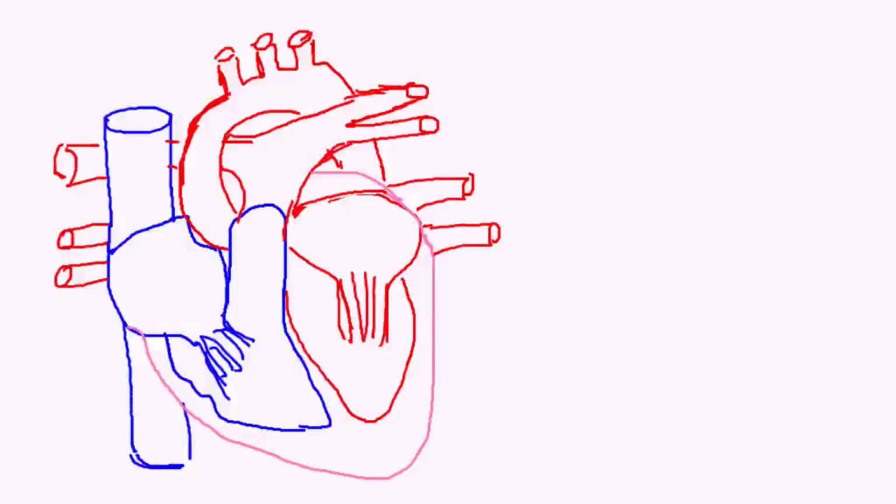Hi everyone. So in today's video, I'm going to talk about the pathway of blood flow through the heart. First, let's talk about the structure of the heart, and then we can talk about the path that the blood takes. First off, what we need to know is that the heart is made up of 4 chambers.